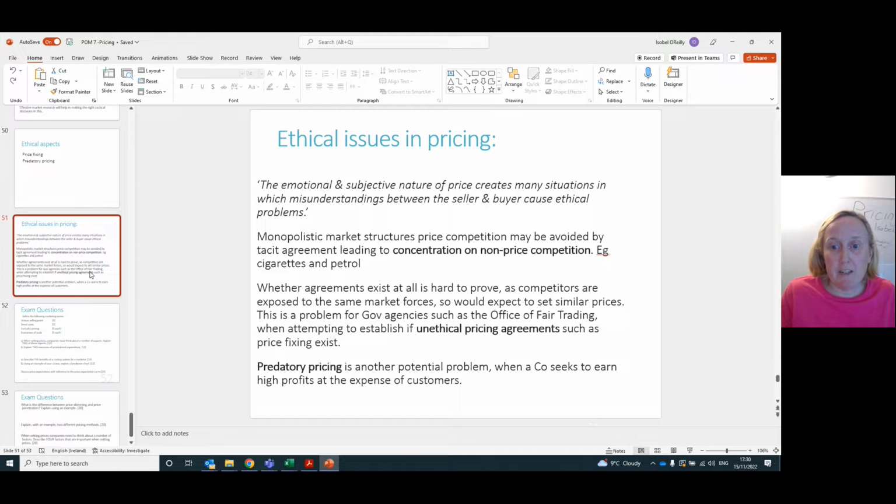Predatory pricing then is another potential problem when a company seeks to earn high profits at the expense of customers. So, for instance, a shop that might be open on Christmas Day, charging four times the normal price for batteries because Santa forgot to include batteries in the awesome presents, and there are screaming kids back home who want to play with the toys. So the parents have gone out to find a shop, found the only shop open in the area, and they are probably going to pay that money, but they will not be happy about it. And it is not an ethical thing to do. So that would be an example of predatory pricing. Anyone who's looking for batteries on Christmas Day is going to pay whatever is being charged. They're desperate.